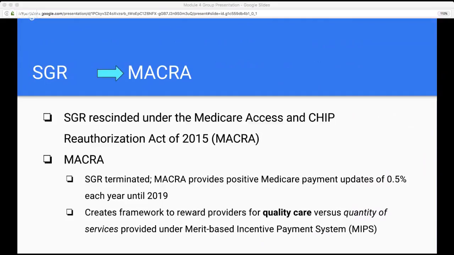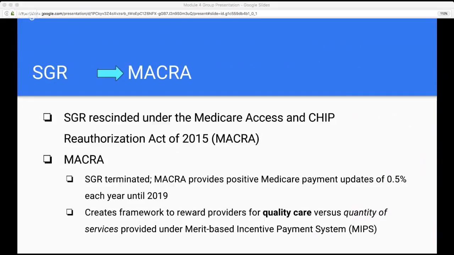But MACRA is bigger than just ending the sustainable growth rate. Yes, it provides positive Medicare payment updates of 0.5% each year until 2019, improving physicians' motivation to continue accepting Medicare patients, but it also creates a framework to reward providers for quality care versus quantity of services under the old law. Physicians previously were reimbursed through fee-for-service Medicare plans.